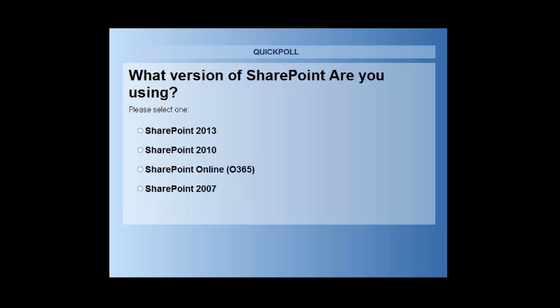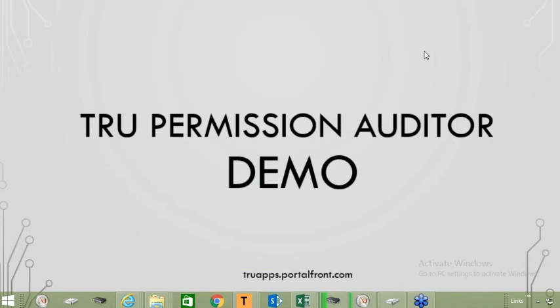Okay, very good. It looks like the results are changing a little bit. It looks like a 40-60 split: 40 percent Office 365 and 60 percent SharePoint 2013. Okay, well, thank you very much. We're going to go ahead and close that poll. Very good. So everything that we talked about here, the good news is that you could do with both 2013 and Office 365. It's the same idea.